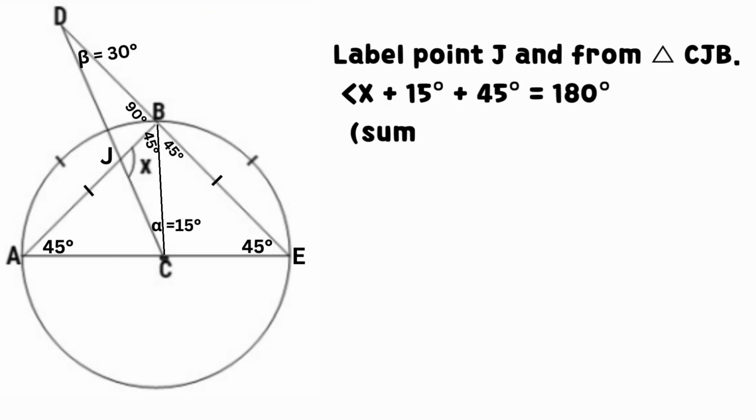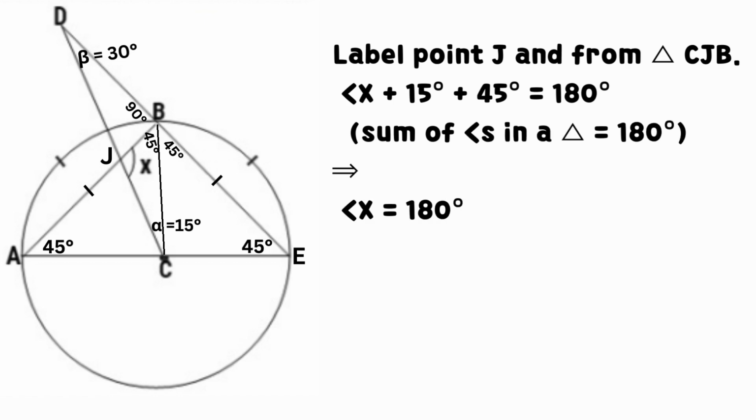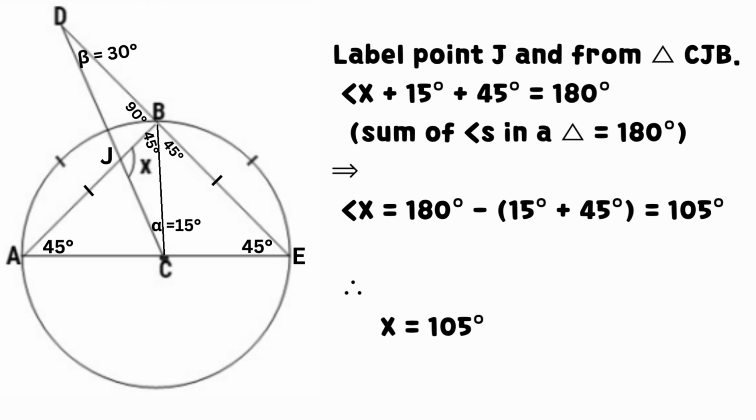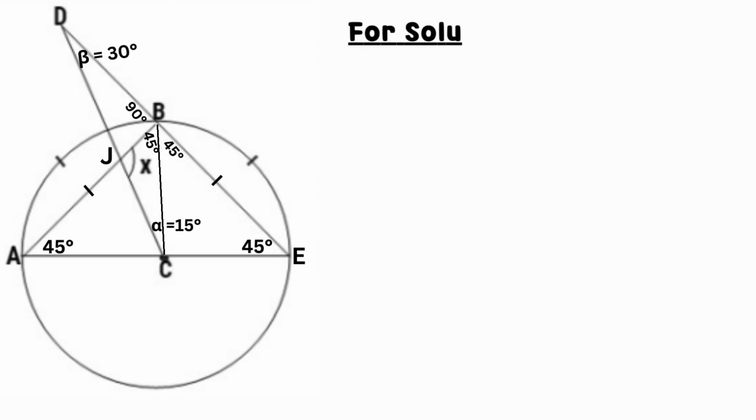Label point J and from triangle C, J, B, the sum of angle X, 15 degrees and 45 degrees equals to 180 degrees. It is because the sum of angles in a triangle equals 180 degrees. It means that angle X equals 105 degrees. Therefore, X equals 105 degrees.